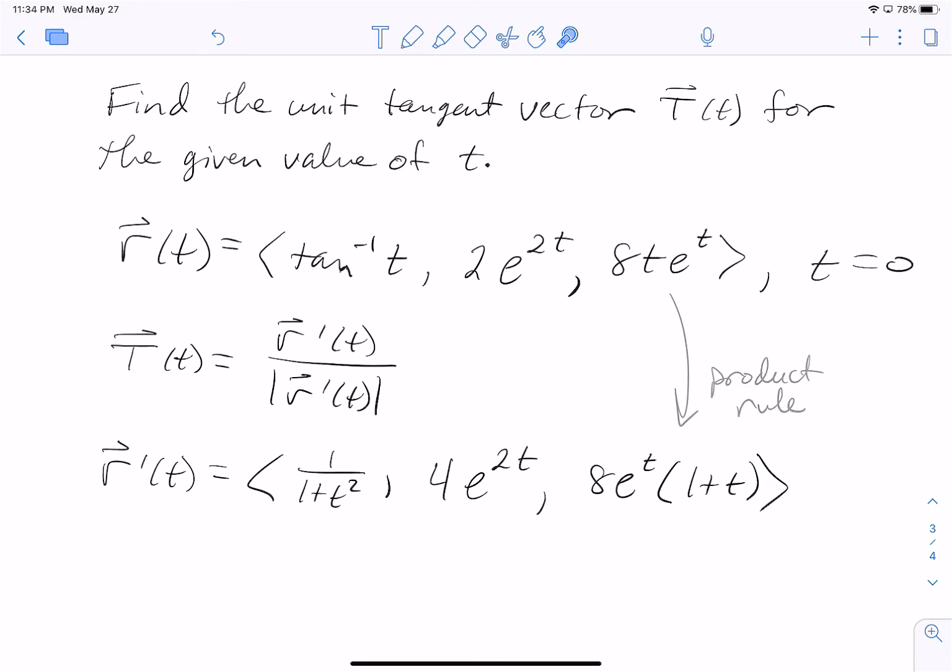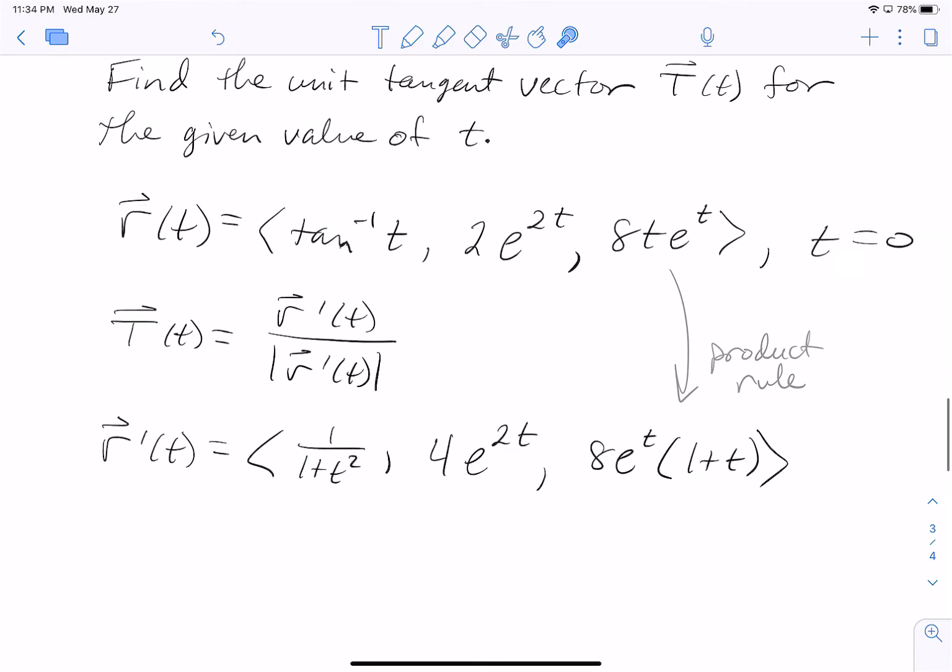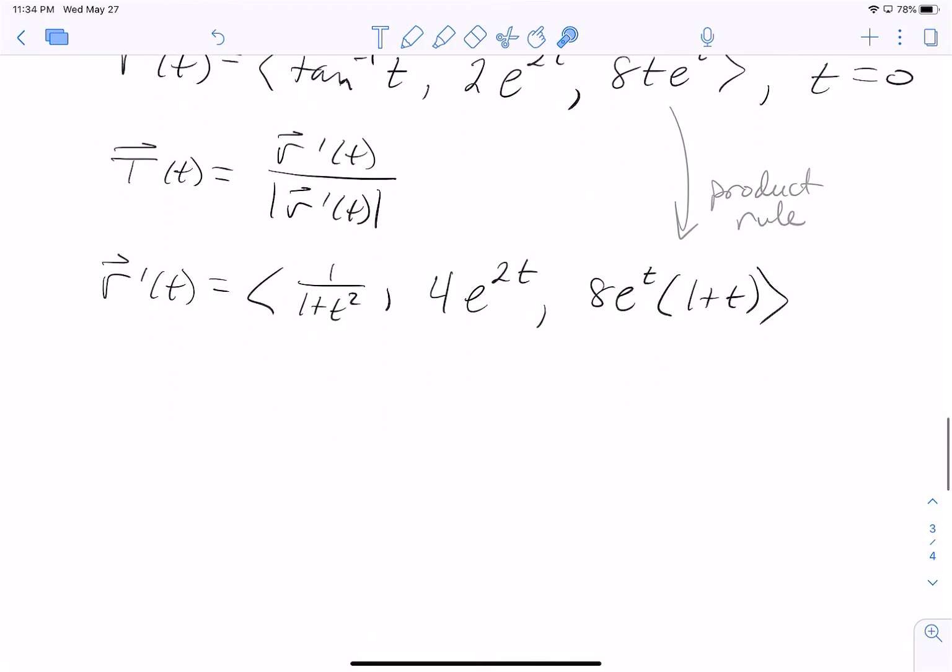Now, folks, it is our saving grace at this point that we're asked to find T of 0, essentially. Because if we were asked to find T of t, then we need to find the magnitude of this vector. And while we can do it, it would just be really nasty. Instead, what we're going to do is find r prime of 0 and find its magnitude.